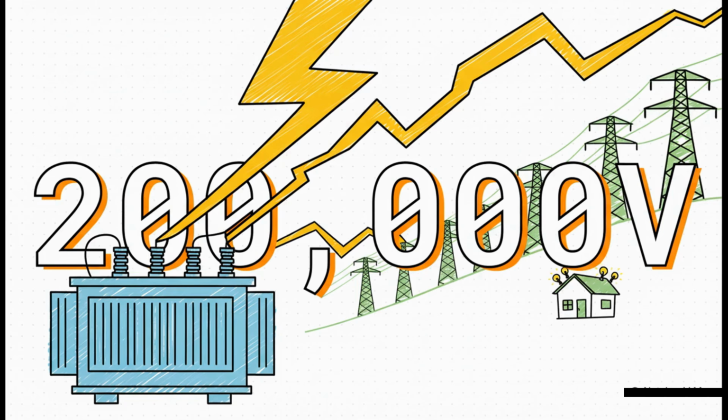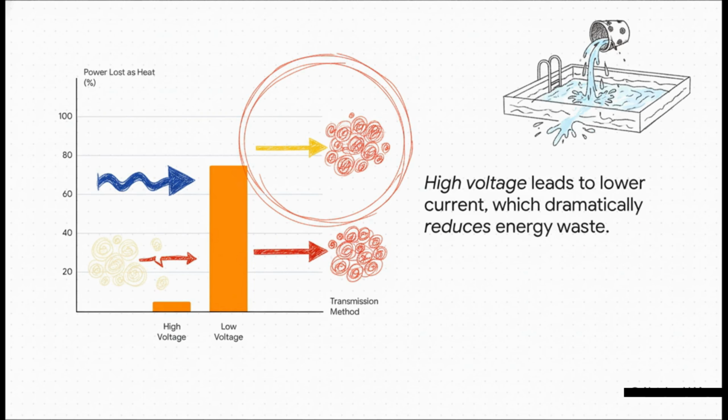It sounds terrifying, right? So why on earth would they do that? Well, this chart shows you exactly why. When you crank up the voltage, the current drops way down. And less current means you lose way less energy as heat in the power lines. I mean, just look at that difference. Trying to send power at low voltage is like trying to carry water in a bucket full of holes. You lose most of it before you even get there.